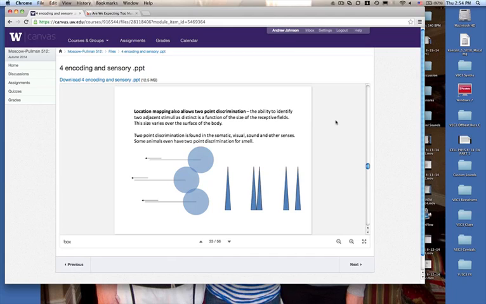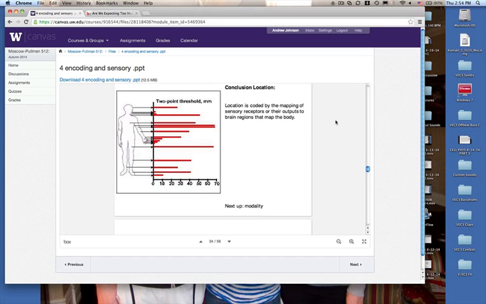You take your hand and you go whack, because you don't really know where it is. And that's because your two-point discrimination is really pretty bad on your back. And this is just this mapped out.